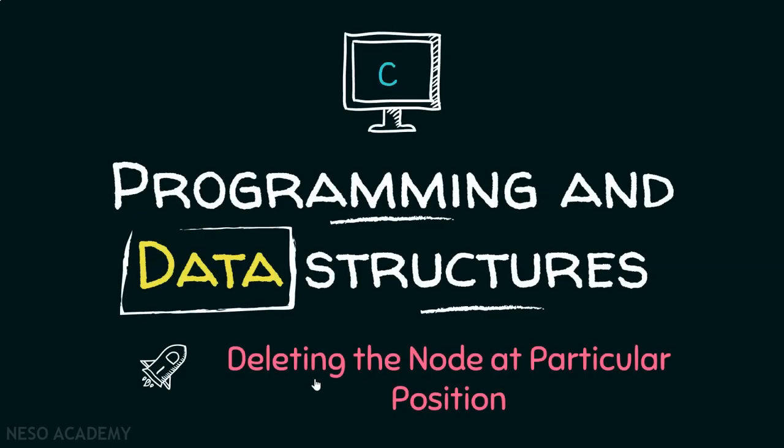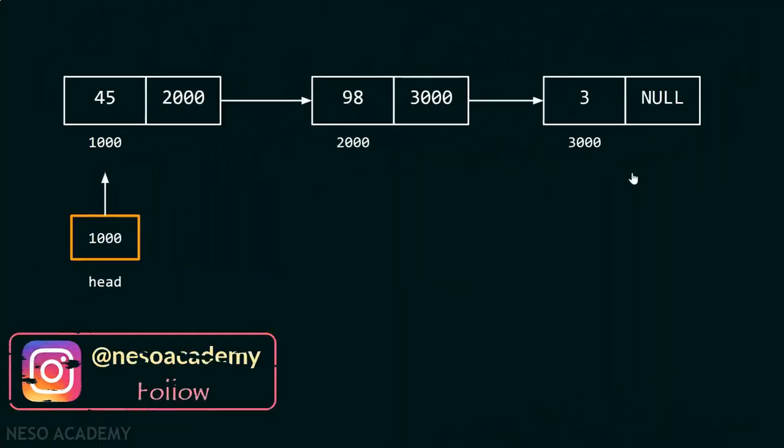In this presentation, we will learn how to delete the node of a single linked list at particular positions. So let's get started. Let us suppose we already have this single linked list and the head pointer is pointing to the first node of the single linked list.